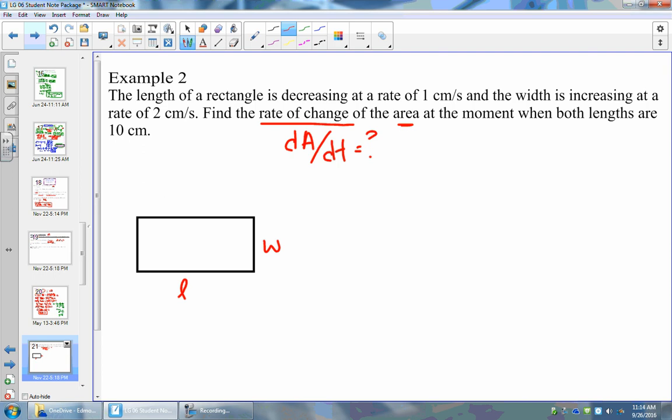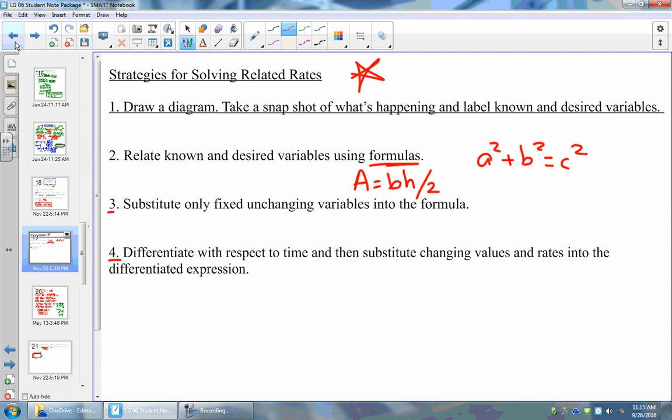But what it's saying is that the length is decreasing at a rate of 1 centimeter per second and the width is increasing. So if I were, again, to take a snapshot of what's happening, this would be the next rectangle. Then it would look like this, right? Because the width is increasing and the length is decreasing. So first, we're just getting a picture of what's happening. Label the known and the desired variables. Relate them using formulas. This one I'm going to skip for a second.